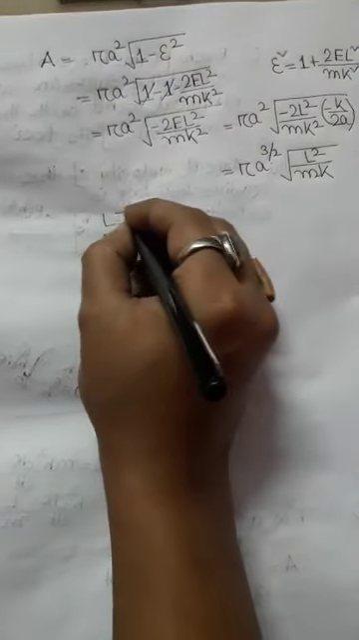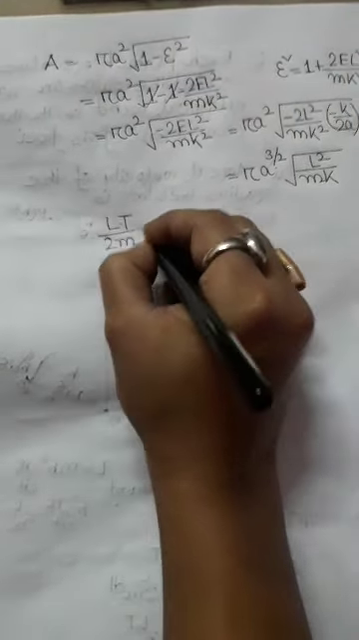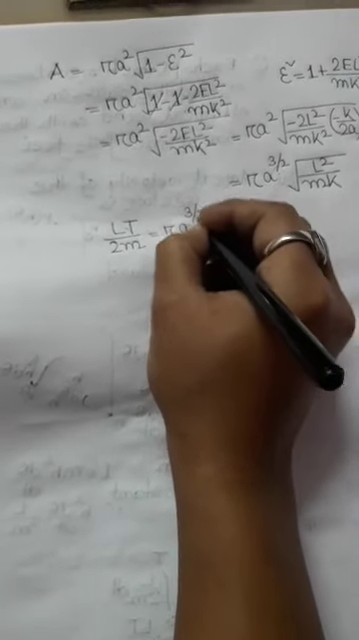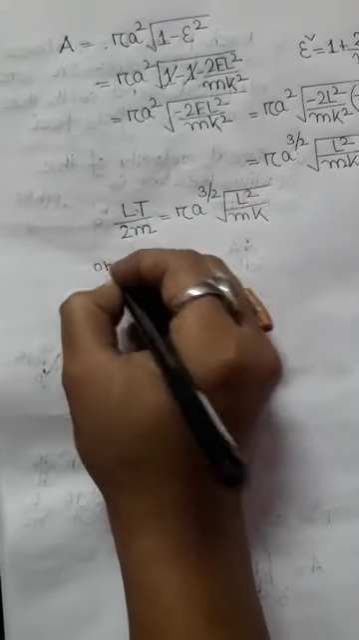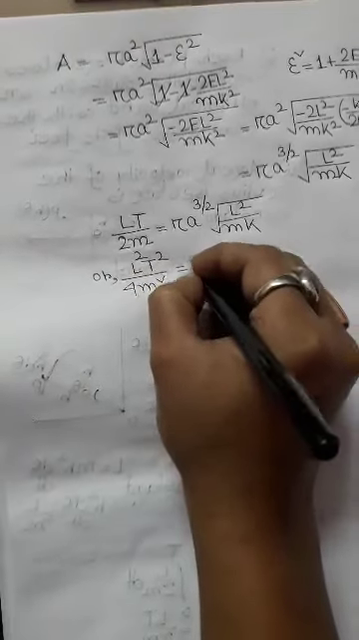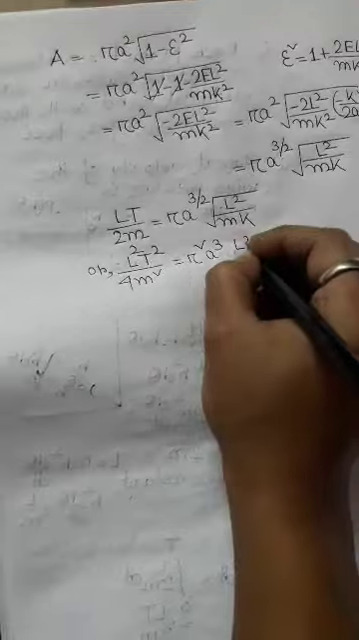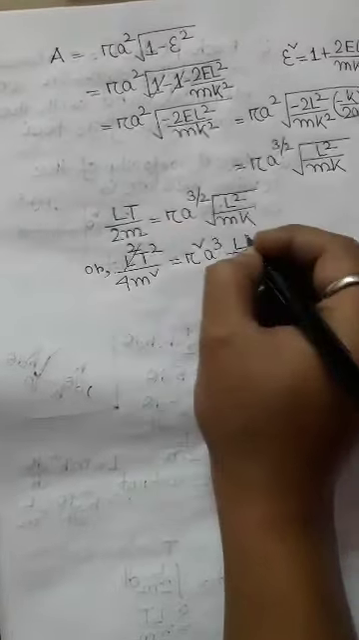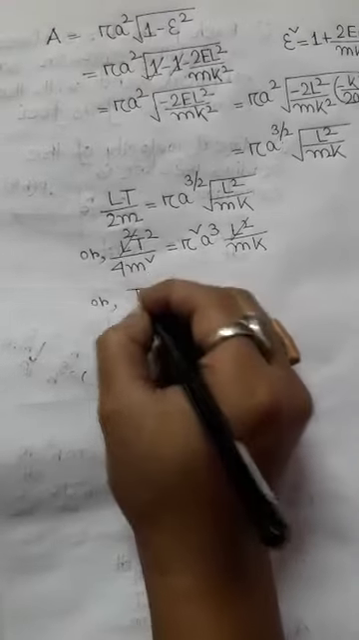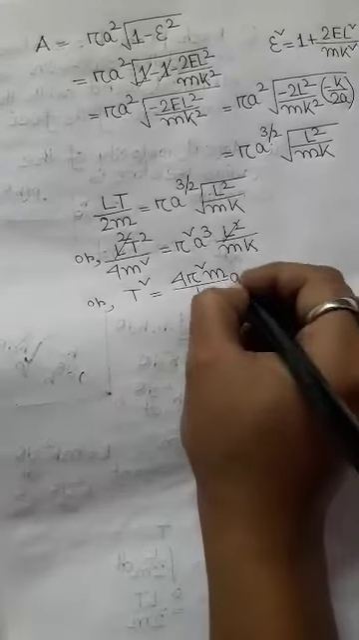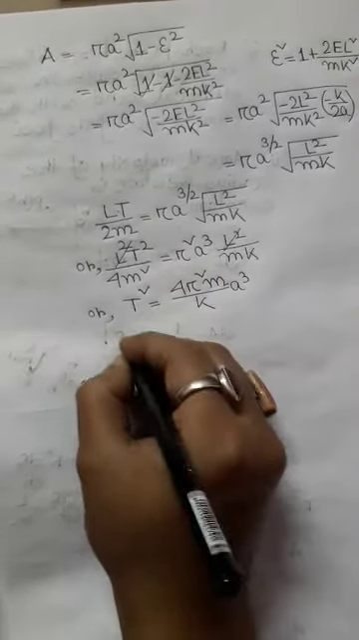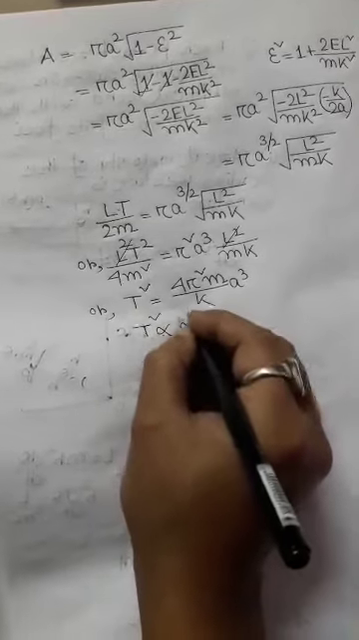Now if we equate the two values of the area, we get L T by 2m equal to pi into a to the power 3 by 2 into the square root of L square by m k. Squaring both sides, we get L square T square by 4 m square equal to pi square a cube L square by m k. L square cancels, from which we get T square equal to 4 pi square m by k into a cube. This term is constant, so T square is proportional to a cube. This is Kepler's third law.